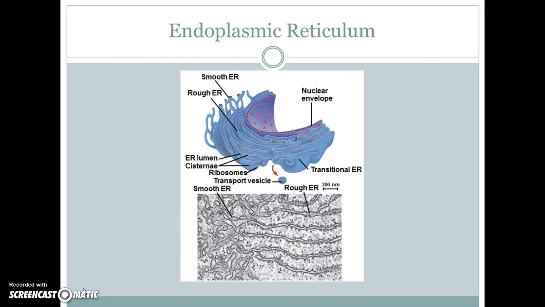Now, the presence or absence of these ribosomes give the endoplasmic reticulum itself different functions. For example, the smooth ER synthesizes lipids, metabolizes carbohydrates, detoxifies poisons, and stores calcium. The rough ER, on the other hand, makes glycoproteins. Recall glycogen is a carbohydrate, so glycoproteins are proteins with carbohydrates bound to them. The rough ER also distributes transport vesicles.